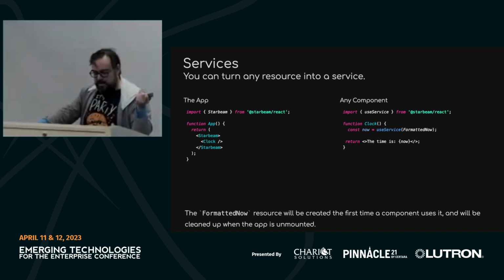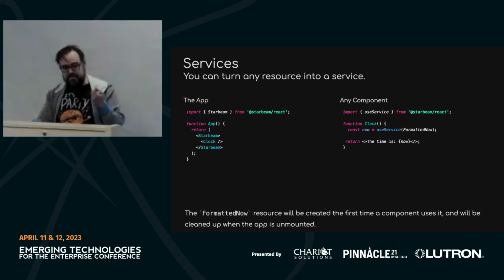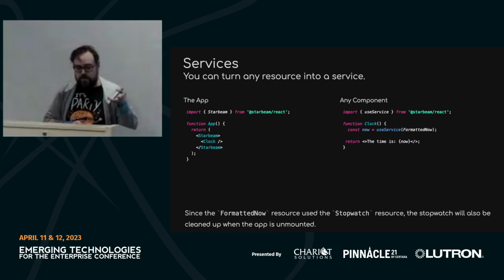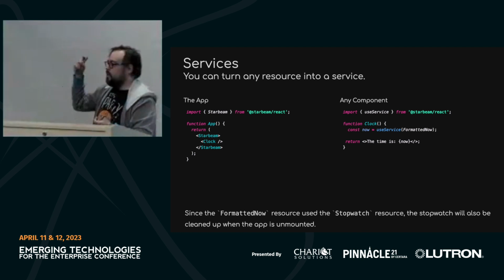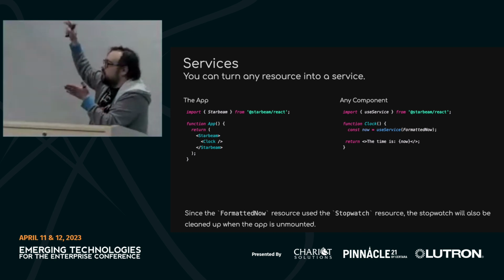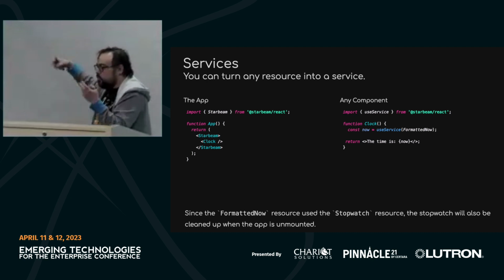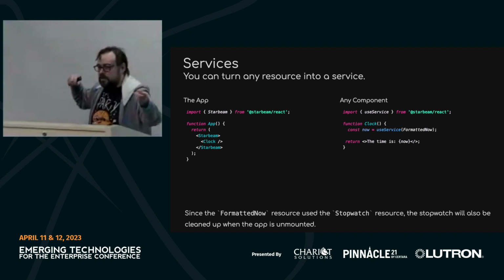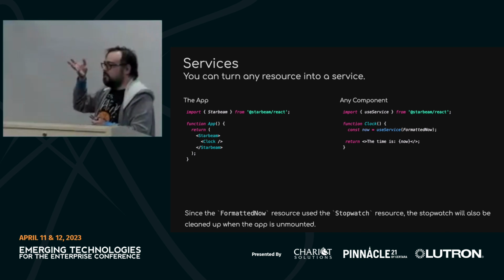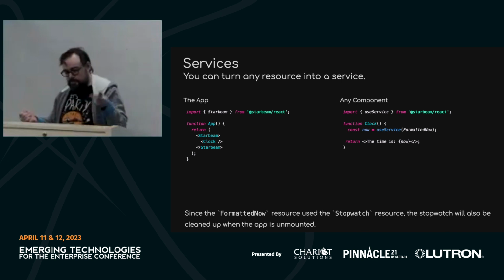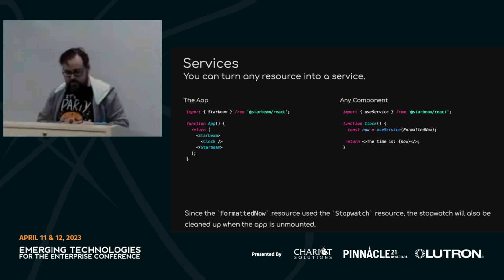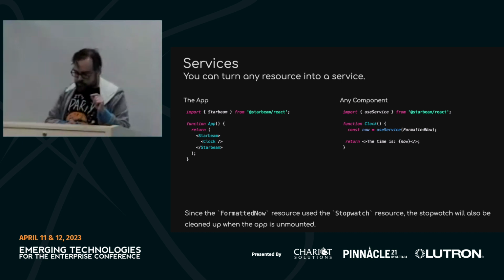Okay. So the formatted now resource is going to be created the first time a component uses it, and it's cleaned up when the app is unmounted. Since it uses the stopwatch resource, the stopwatch will also be cleaned up when the app is unmounted. If you're thinking it seems like you shouldn't have many set intervals, that's also true. Then you would use the service version. You would also use a service inside of the universal code if you want to do that. But if somebody didn't already do that, it's fine. You can always do things in app code if the universal code didn't do the right thing. Maybe this is not very important.